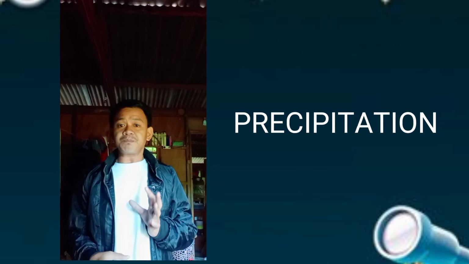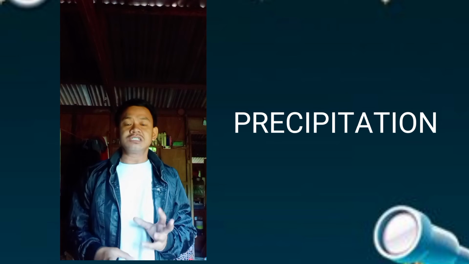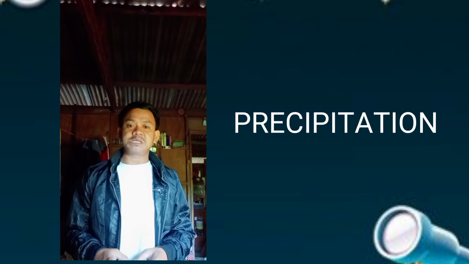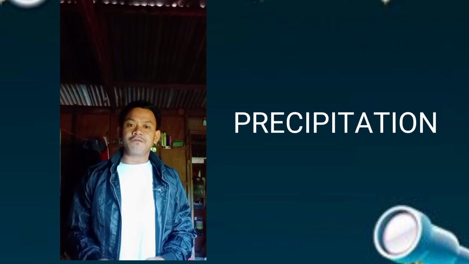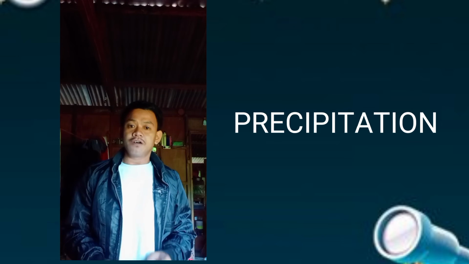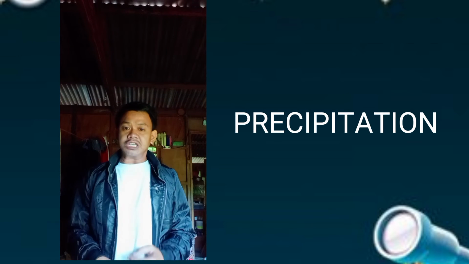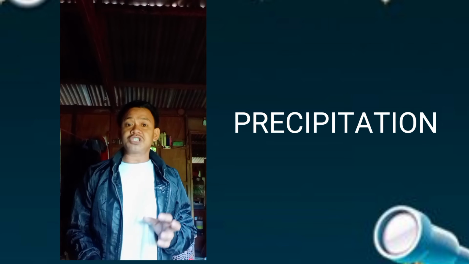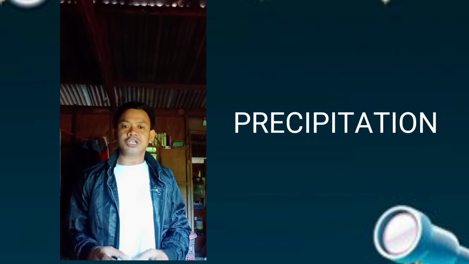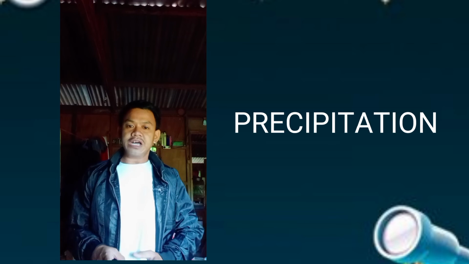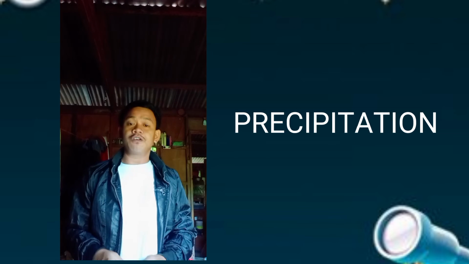So precipitation is the falling of any form of water from the air to the earth's surface. It is a form of water particles that falls from the atmosphere and reaches the ground. Precipitation can be liquid or solid, such as snow. Precipitation occurs when cloud droplets or ice crystals join together and become heavy enough to fall.